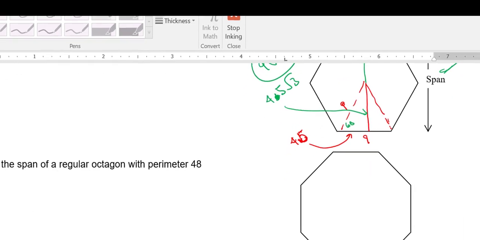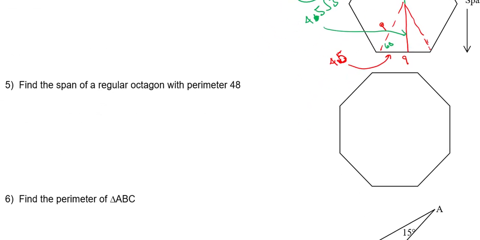Okay, regular octagon with a perimeter of 48. That means that each of the sides is going to be 6. These are all 6. And if I kind of draw this out like here, can you see you're going to end up with a whole bunch of 45, 45, 90 triangles right here? The other way of thinking about it is we know that for an octagon this angle is 135, so this has to be 45. And if this side is 6, that makes this side 3 root 2.